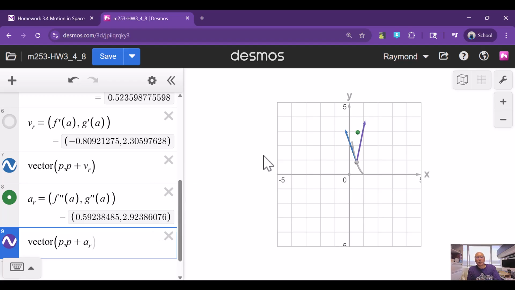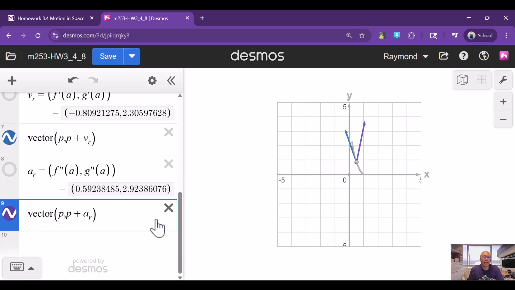So this is our acceleration vector, the vector in purple. And we won't need this anymore, so we have our velocity and acceleration vectors. Okay, now that we have that, we're going to want to find our unit normal vector.